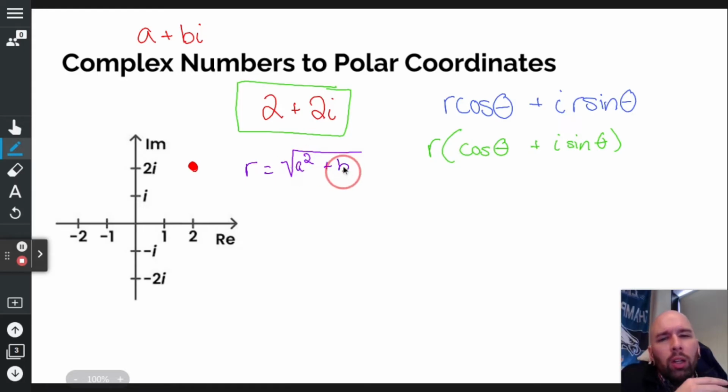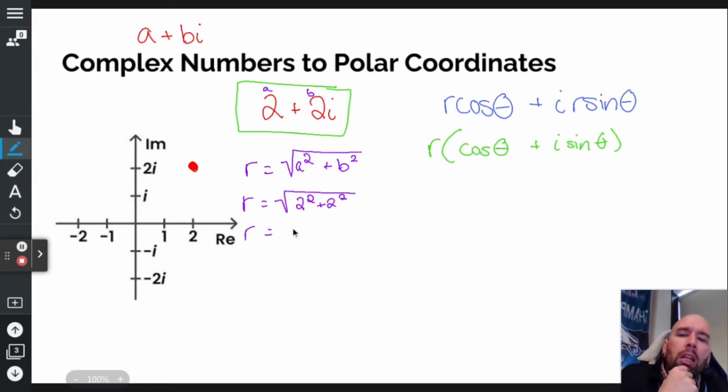And if you're like, isn't it just the same thing? It is. You're my a, you're my b, which is basically like an x, which is basically like a y. So we would say that r is going to be the square root of 2 squared plus 2 squared. R is going to be the square root of 4 plus 4. R is going to be the square root of 8, and you can clean that up by making that 2 root 2.